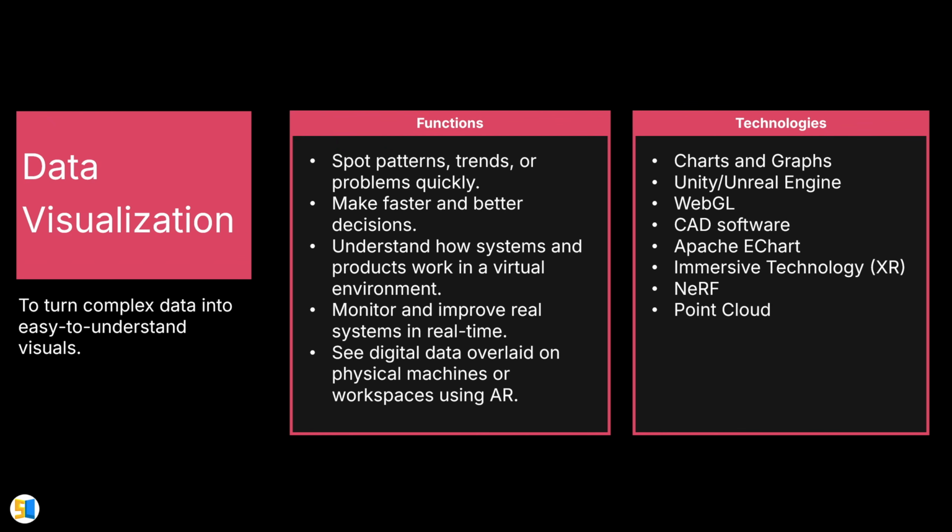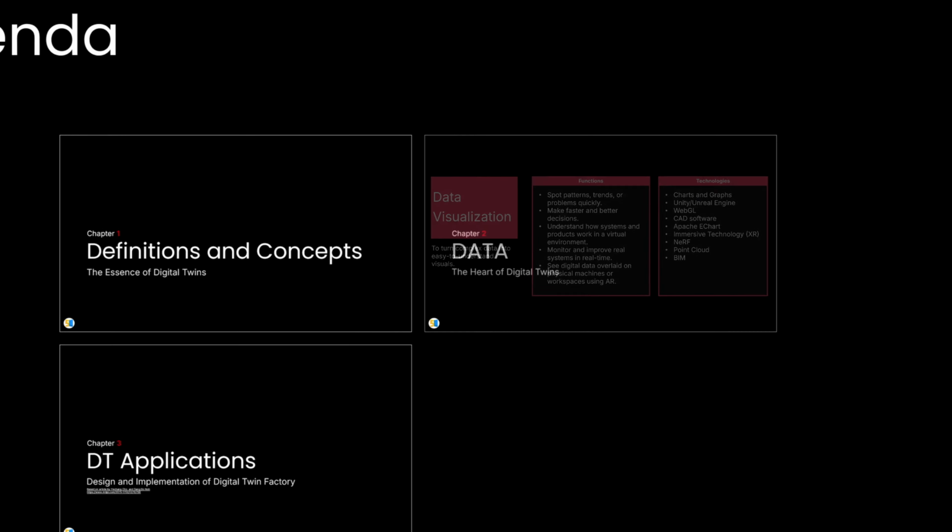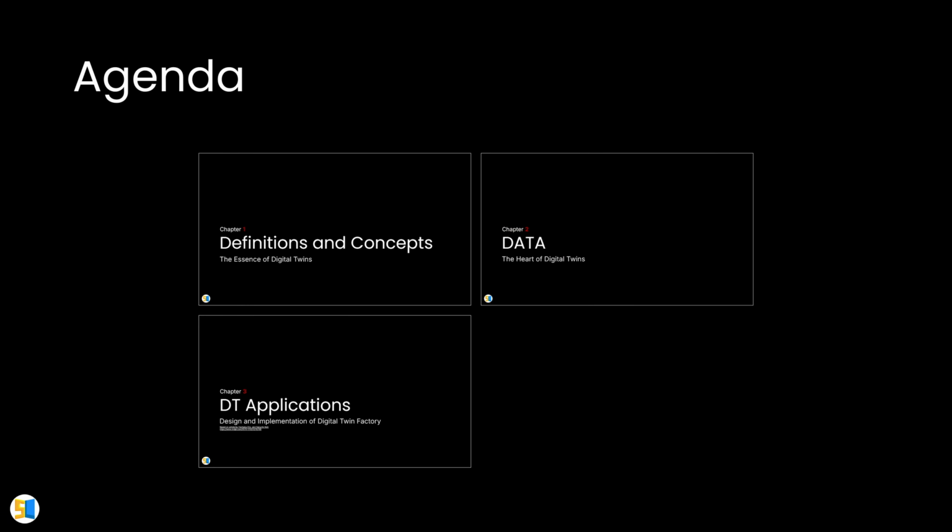Point cloud is a set of data points in a 3D coordinate system. BIM, Building Information Modeling, is an intelligent 3D model-based tool that provides users with digital representations of a physical facility and its functional characteristics. So now let's go to the third chapter.